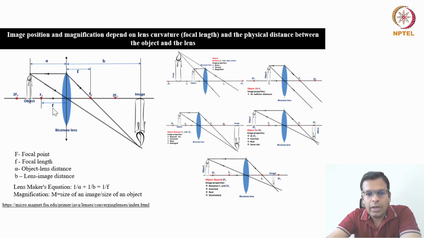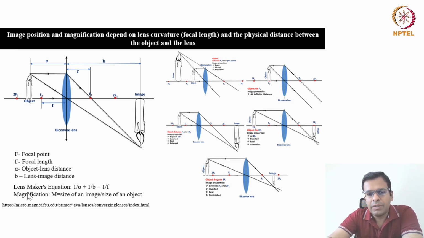This small f represents the focal length, and double the focal length is denoted as 2f2 and 2f1 on this side. Now what are A and B? The distance from the center of the lens to the object is annotated as A, and the distance between the image and the center of the lens is annotated as B.